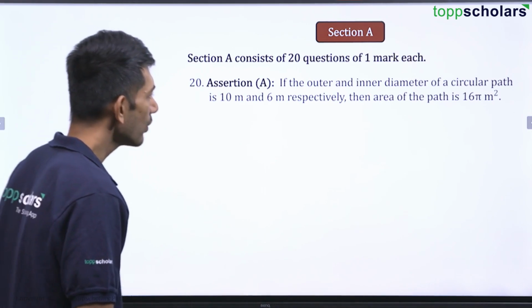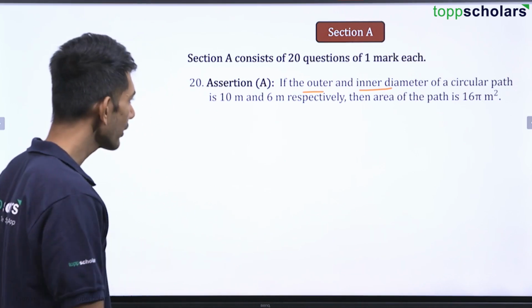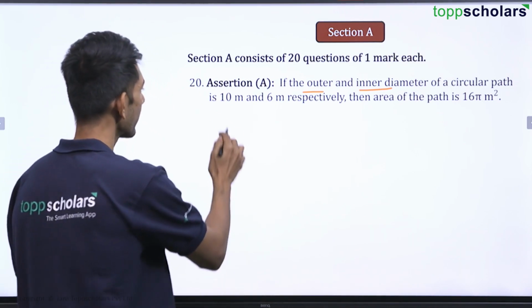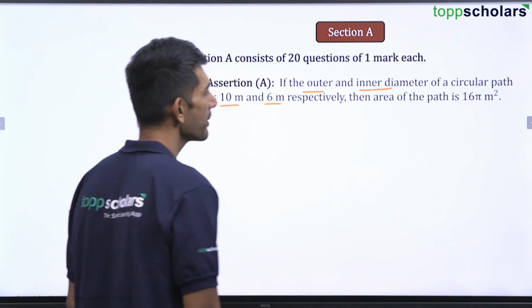It says if the outer and inner diameter of a circular path is 10 meter and 6 meter respectively, then the area of the path is 16 pi meter square.